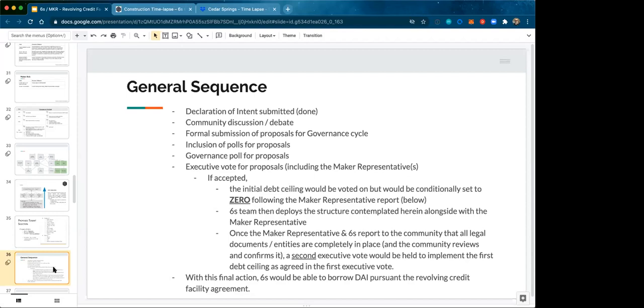It's only after the Success team, working alongside the Maker representative, put together and show the community all the documents, all the structures that have been implemented, that the community would have another executive vote to further ratify it, if you will, and then re-implement the previously approved debt ceiling, going from 0 to whatever is approved. At that point, Success would be able to borrow against it pursuant to the credit facility agreement, which has a whole lot of covenants that say we can't borrow money unless we have a senior lien. We can't borrow money unless we've got equity deployed, etc.